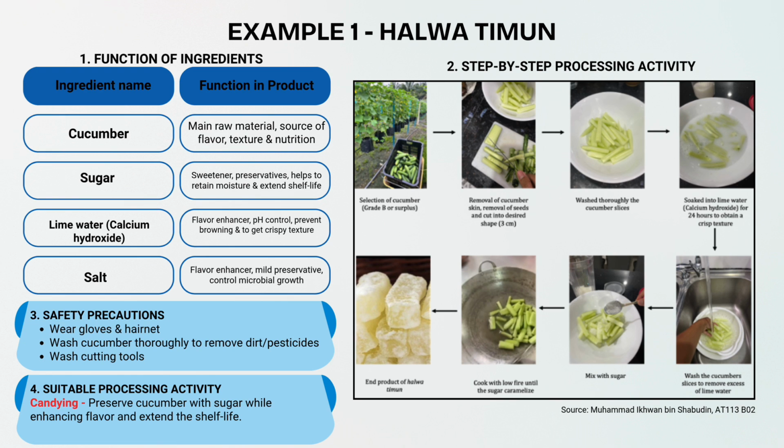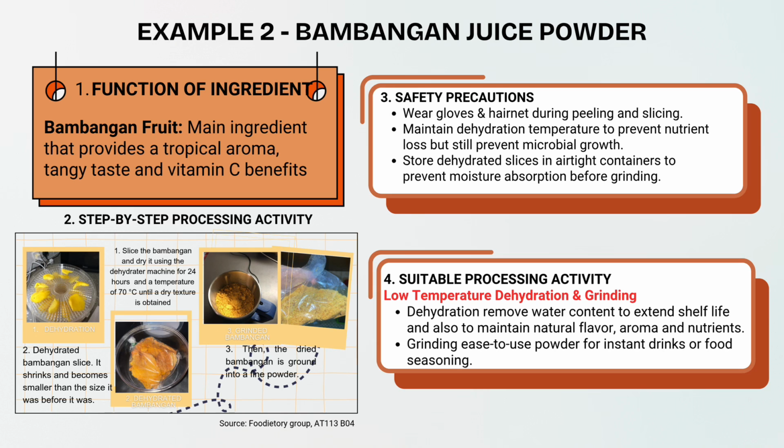Our second example is the Bambangan juice powder by Fooditori Group from AT113 B04 for their AGB296 group project. This product is produced from the Bambangan fruit and serves as an instant beverage. Bambangan is the only ingredient that they use in this product. You may see its functions in it. The part below shows the step-by-step processing activity involving dehydration and grinding. Next is the safety precaution taken to prevent contamination and to ensure the processing activity is done well.